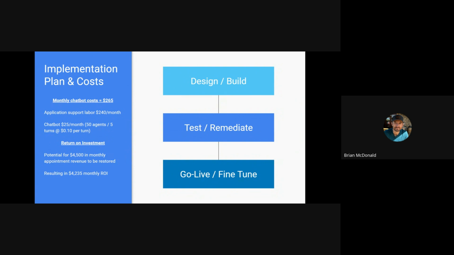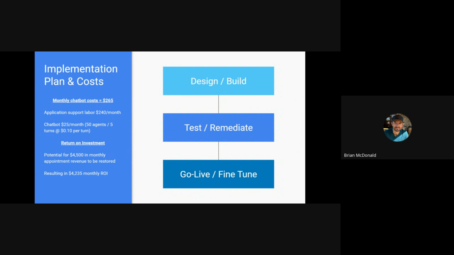So implementation plan and cost. So on the right-hand side, showing just a high-level process for the implementation where we go into designing and building the chatbot and the knowledge base and that. Then we go into a process where we do testing and remediate any issues that have come up. And then finally, of course, go live and continue fine-tuning the application.